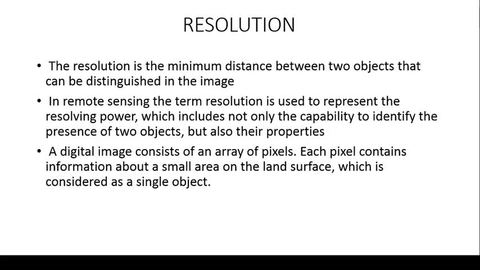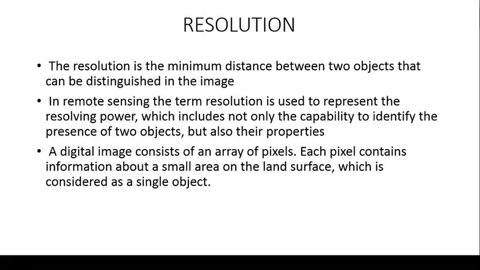So what do you mean by resolution? A resolution is the minimum distance between two objects that can be distinguished in an image. Resolution is mostly related to image capturing. After capturing a particular image, how clearly it can be seen depends on the resolution of that sensor or of that camera. If it is looking blurred or clear, this all depends on the size of the pixel.